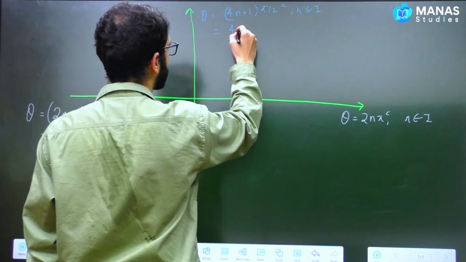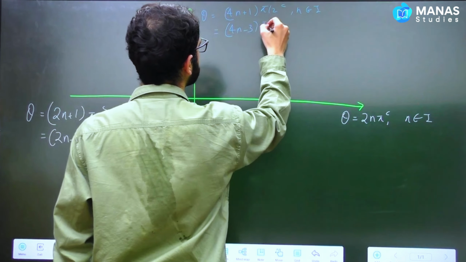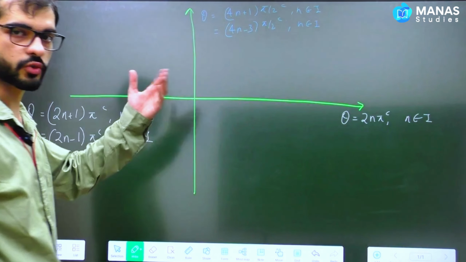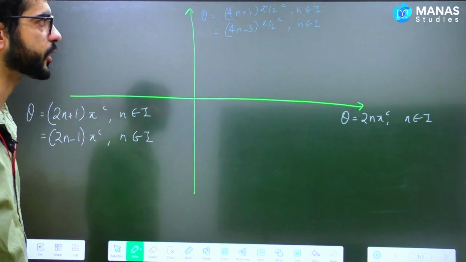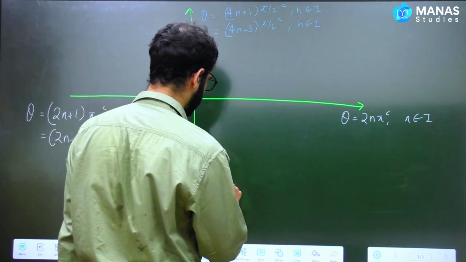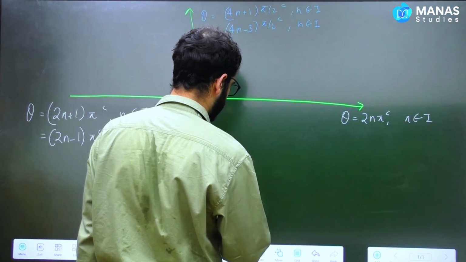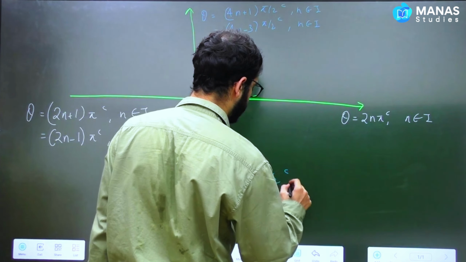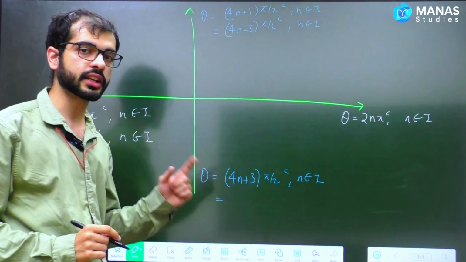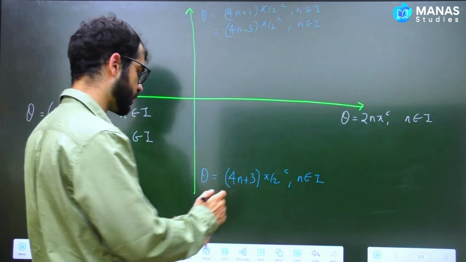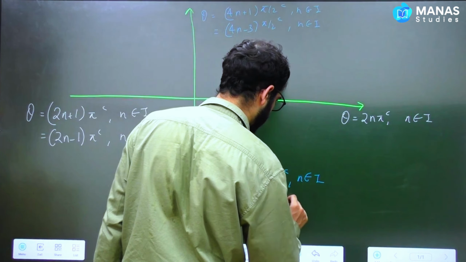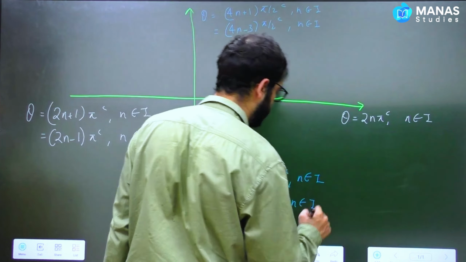As we just discussed, this can also be called 4n minus 3 pi by 2 radians, where n belongs to integers. So either 4n plus 1 pi by 2 or 4n minus 3 pi by 2. If I'm talking about negative y-axis, then theta is equal to 4n plus 3 pi by 2 radians, where n belongs to integers, and as we know, 4n plus 3 and 4n minus 1 refer to the same point. So I can also call it 4n minus 1 pi by 2 radians, where n belongs to the set of integers.